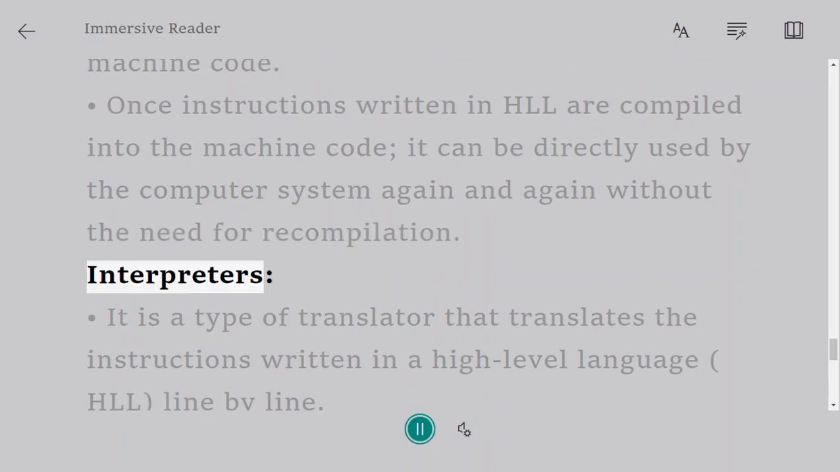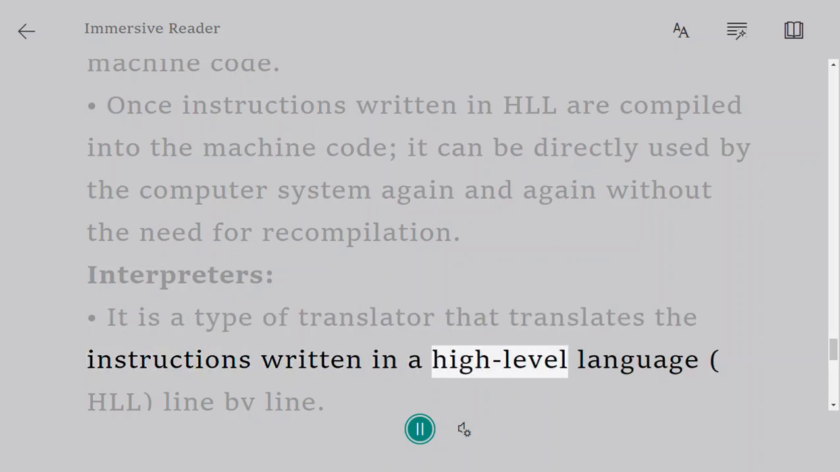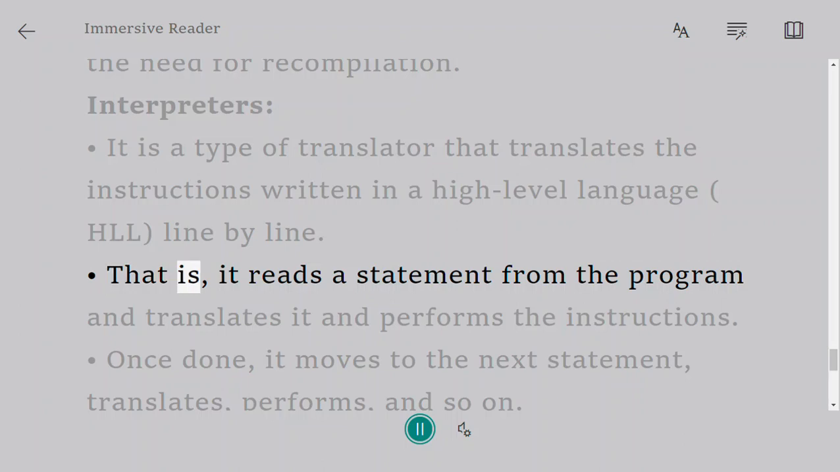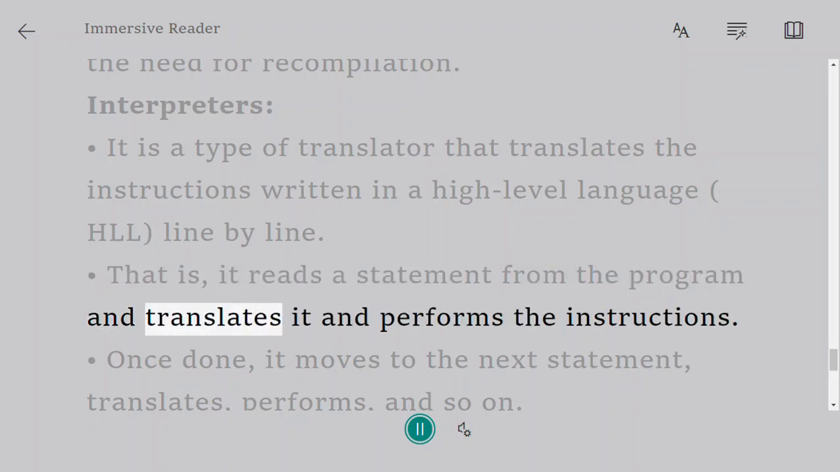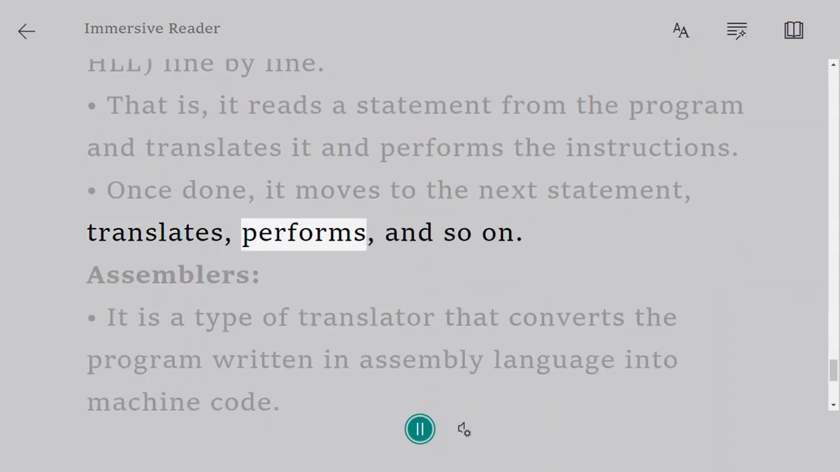Interpreters. It is a type of translator that translates the instructions written in a high-level language, HLL, line by line. That is, it reads a statement from the program and translates it and performs the instructions. Once done, it moves to the next statement, translates, performs, and so on.